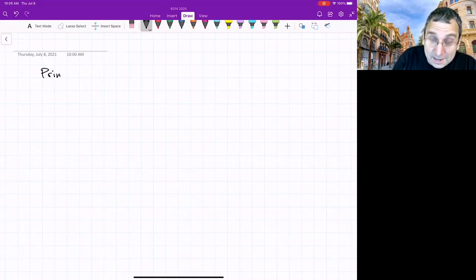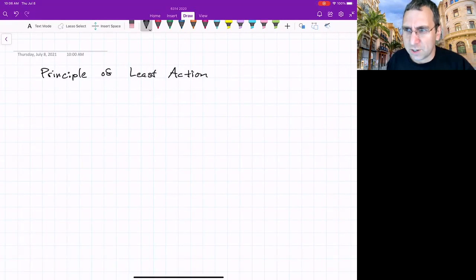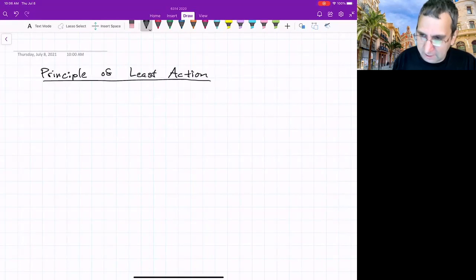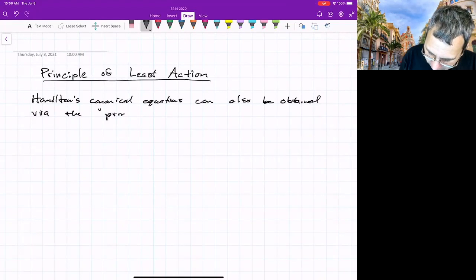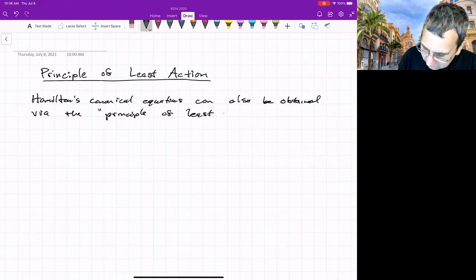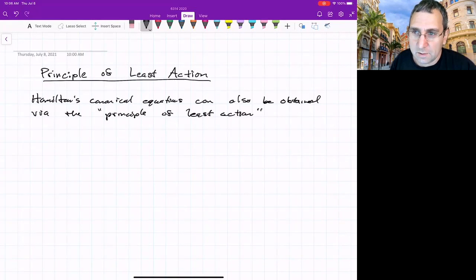So from last time, we had the principle of least action, or really the principle of stationary action or critical action. That's the thing that gave rise to Lagrange's equations. But we could also arrive at Hamilton's canonical equations through the principle of least action. I put it in scare quotes because it's not always necessarily least. It's just that it's a critical point, and there's no condition on the second derivative.